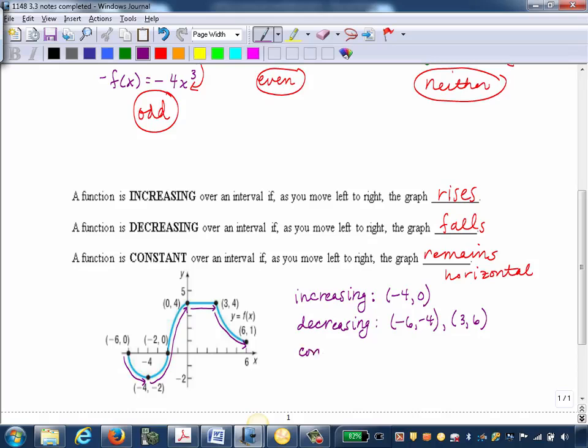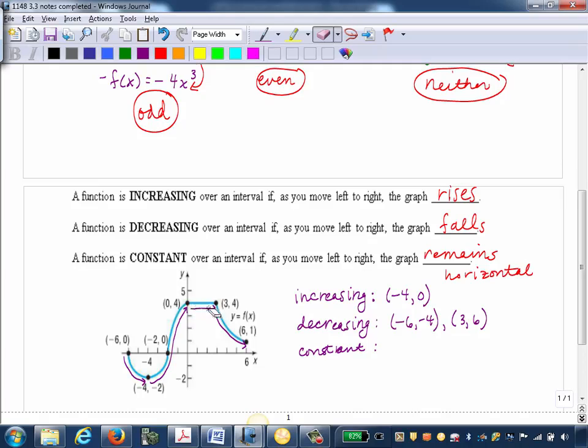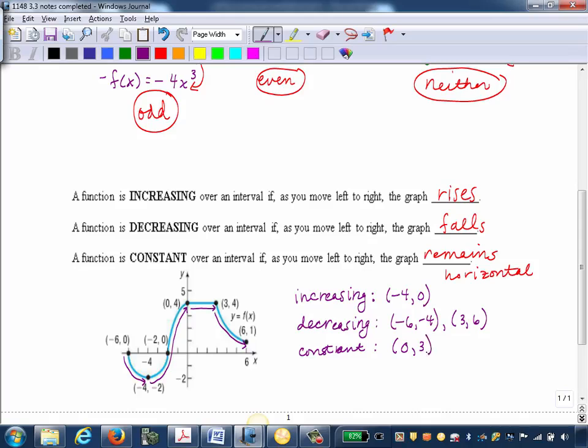And then I can describe that this graph is constant on the interval where it's horizontal here, which is x values between 0 and 3. So I use interval notation, parenthesis 0, 3.